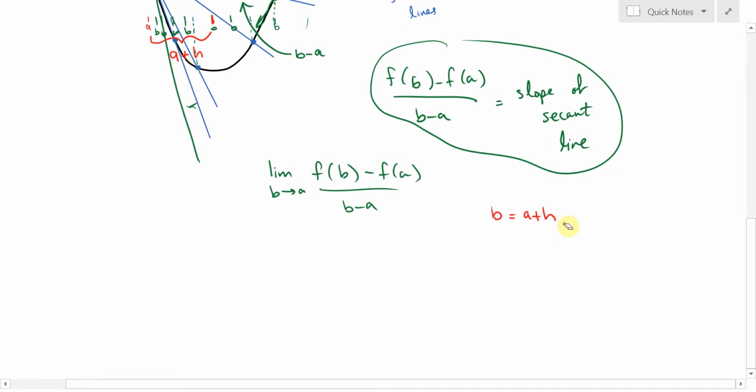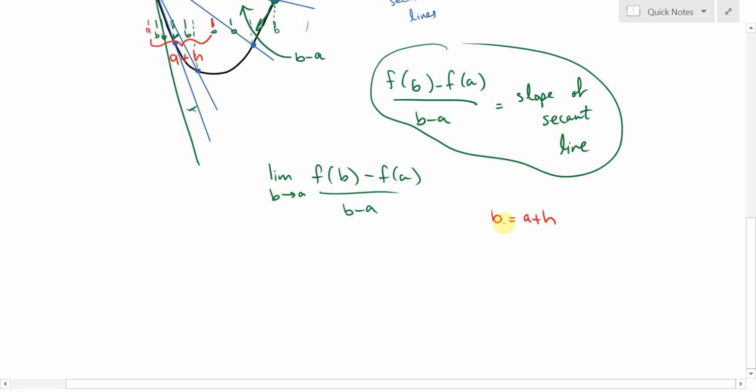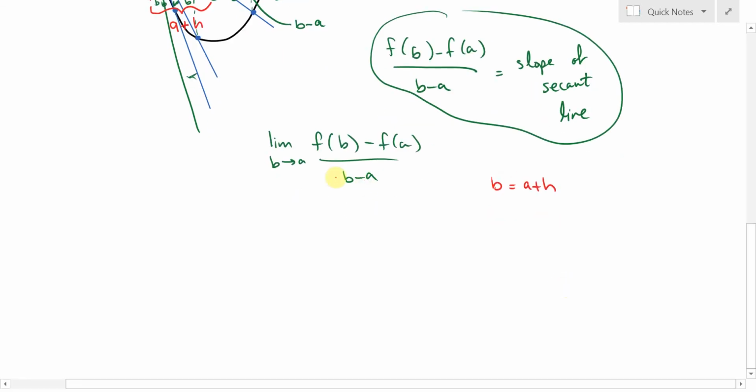This isn't really a fancy or complicated thing. For any number, you just let h equal b minus a, and you can find a number that you add to a to get to b. This is just a change in notation. I have no tricks up my sleeve. But if we write it like that, then this b minus a can be replaced with an h. And f of b, if b is a plus h, we would write it like that, and we're subtracting f of a as before. So we would have f of a plus h minus f of a.